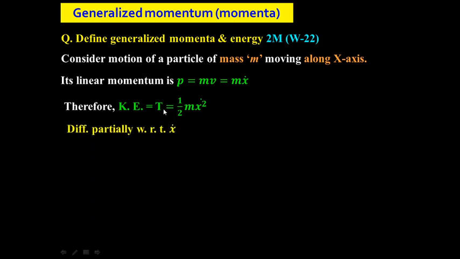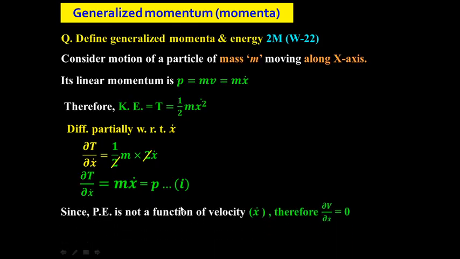Now we'll differentiate this equation with respect to x dot, so we get del T by del x dot, that is half m, and the derivative of x dot square is twice x dot, so the half and the two cancel out. So the partial derivative of kinetic energy with respect to x dot is equal to m x dot, and x dot is velocity and m is mass, so m into velocity, that is p. Suppose this is equation number 1. So in equation number 1, the partial derivative of kinetic energy with respect to x dot is the linear momentum.